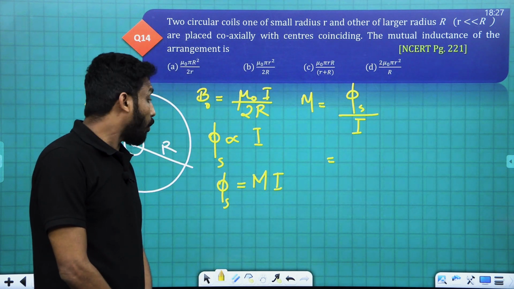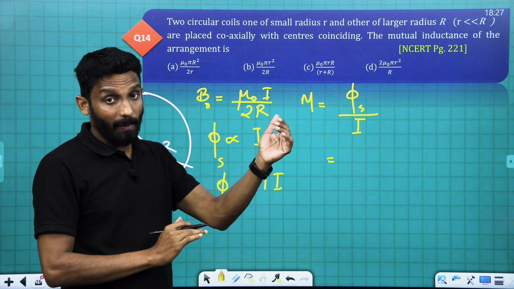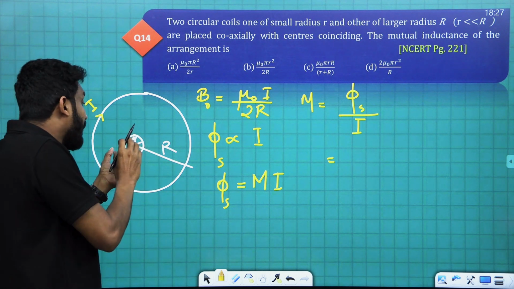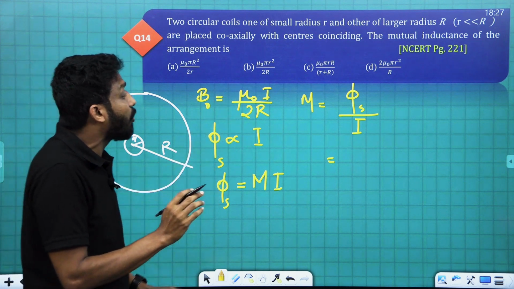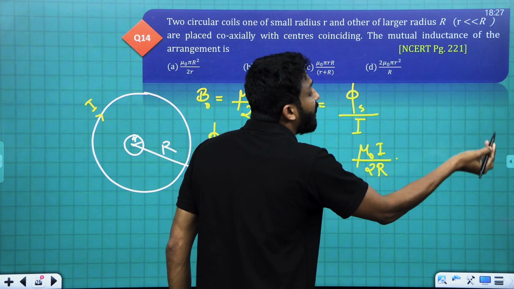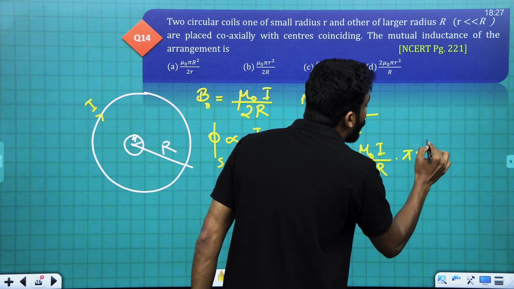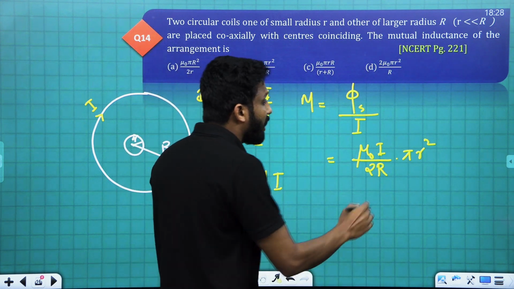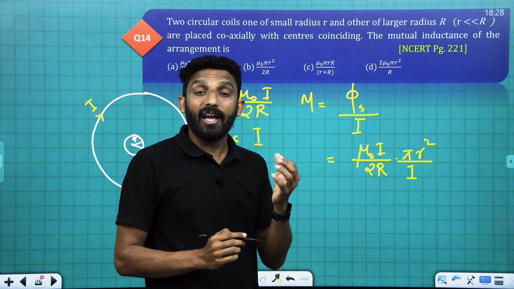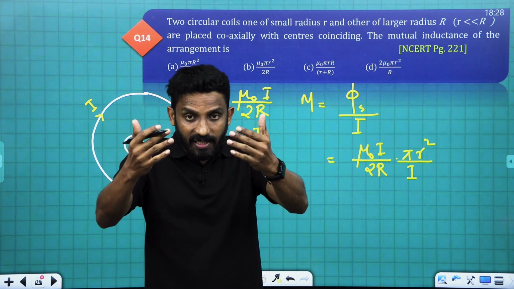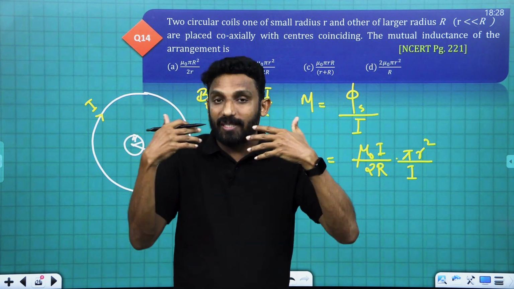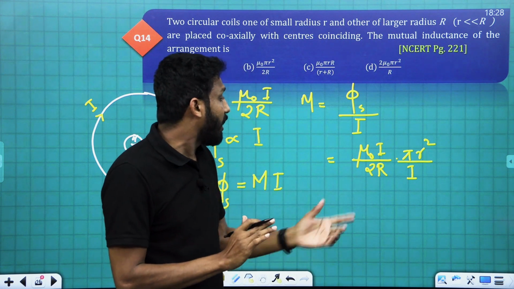And the equation of flux is B dot A, the dot product of the field intensity and area vector. The field intensity along the area of the smaller coil is mu 0 I divided by 2R, into area. Area of the smaller coil is pi r square. Divided by the current I here. So phi s is B dot A, BA cos theta. Cos theta is 1 here because the field intensity and the area vector are in the same direction. Theta is 0, cos 0 is 1. B dot A is BA.